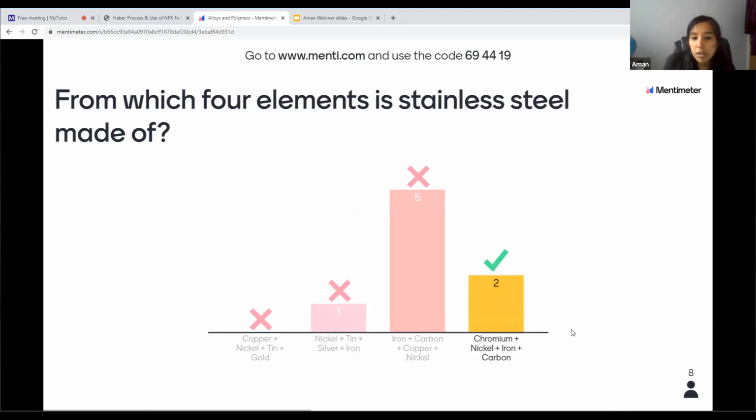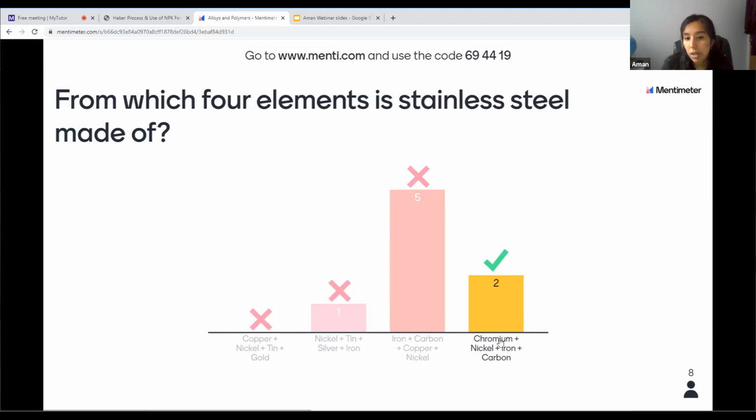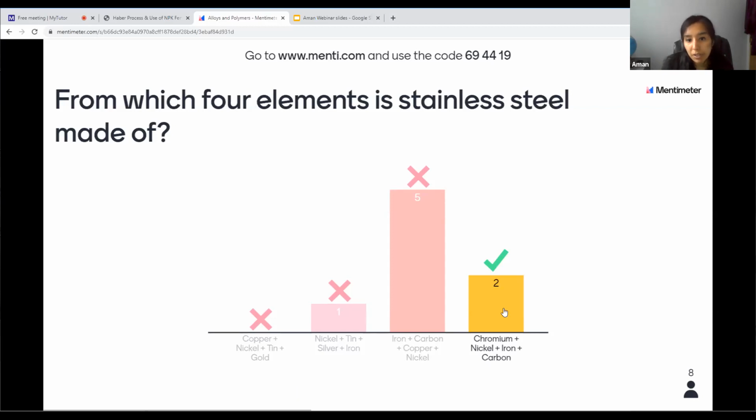Good. Okay, so the answer is chromium, nickel, iron and carbon. So it looks like most of you remembered that steel is iron and carbon, which is excellent, but it's the chromium and nickel that makes it stainless. So not copper, it's chromium and nickel. Any question on that? Because that's quite a common exam question asking about stainless steel, so it's important you know the 4 elements. The way I remember it is always to remember that steel is iron and carbon, and then chromium tends to be used in very few materials, so I always know it's chromium in stainless steel and nickel.